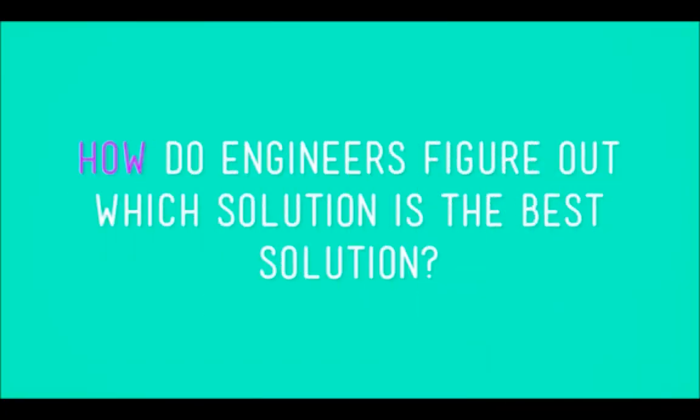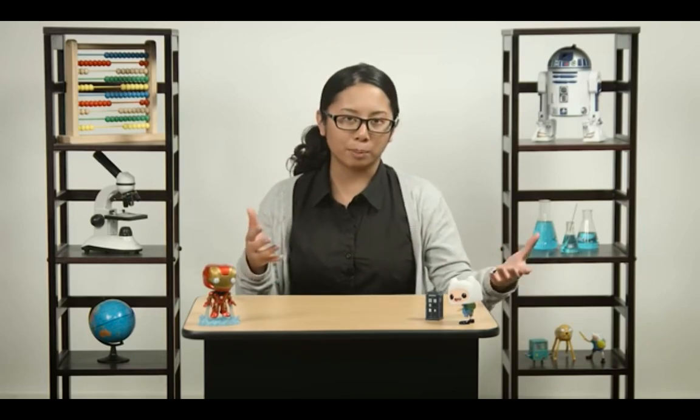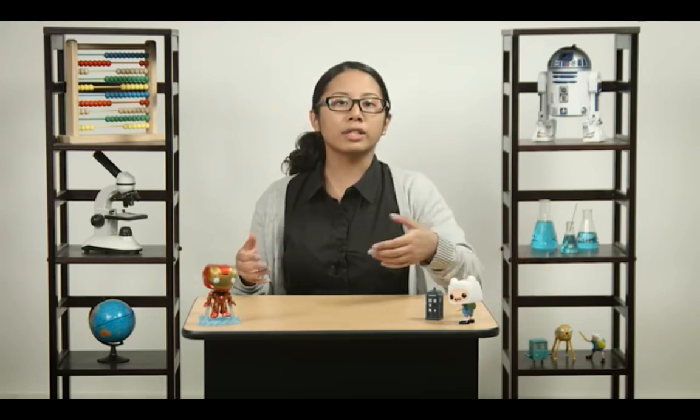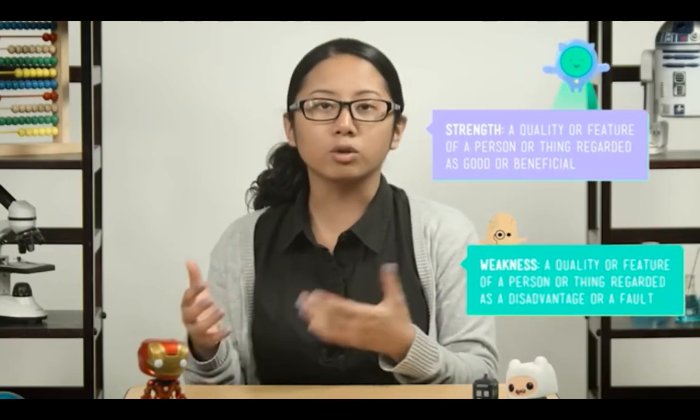So, how do engineers figure out which solution is the best solution? Well, engineers put a lot of thought into deciding which might work best for their problem. They look at each of the solutions they brainstormed in a logical or reasonable way and ask questions about each option. Think of it sort of like making a list of pros and cons or strengths and weaknesses for each possibility. Ready to try thinking like an engineer?